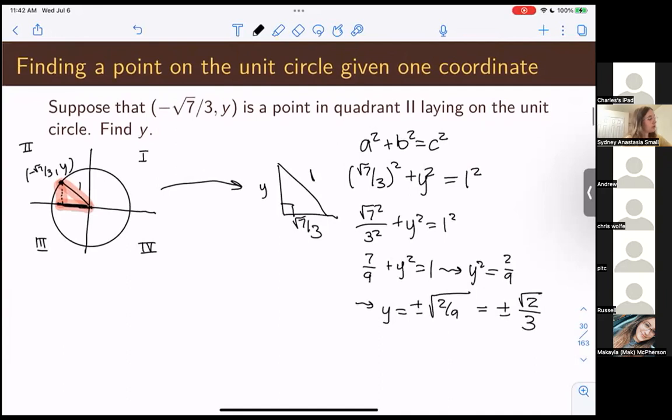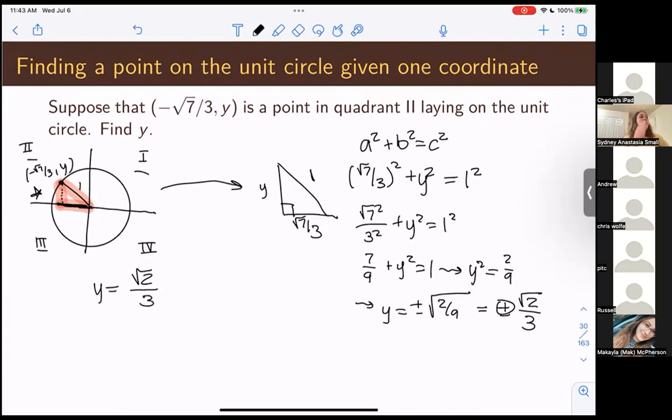Well, because we are in quadrant 2 over here from our diagram, we can see that all of the y values in quadrant 2 are positive because they're above the x-axis. All the y values in both quadrants 1 and 2 will always be positive. So, as a result, it is going to be the positive option over here. y will be equal to the positive square root of 2 over 3.